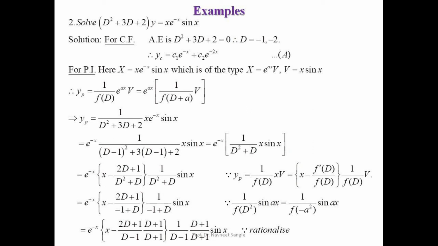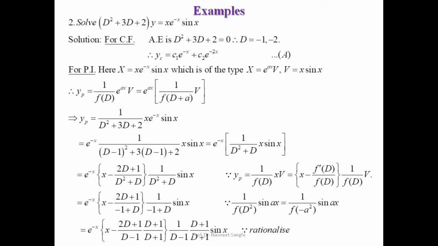Now after simplifying the denominator term, we get the denominator as D square plus D, into x sin x. So further we know that the term 1 upon D square plus D into x sin x, this equation is of the form 1 upon f of D into x V, where this V is either sine of ax or cos of ax.